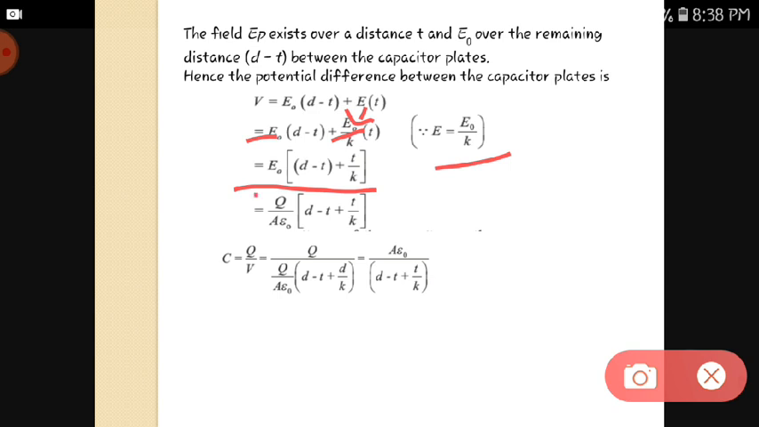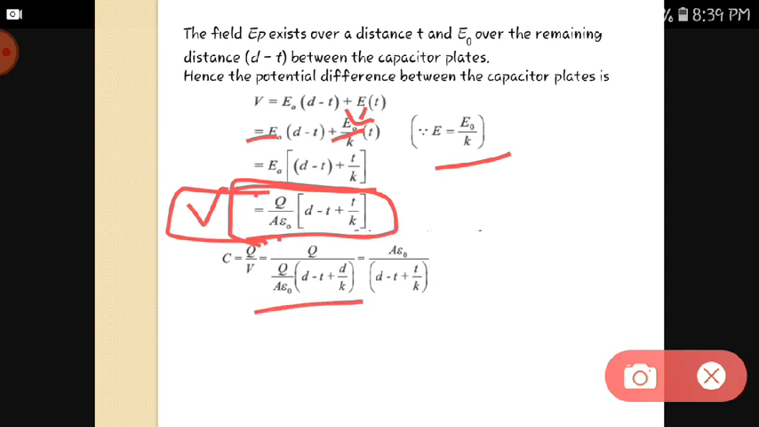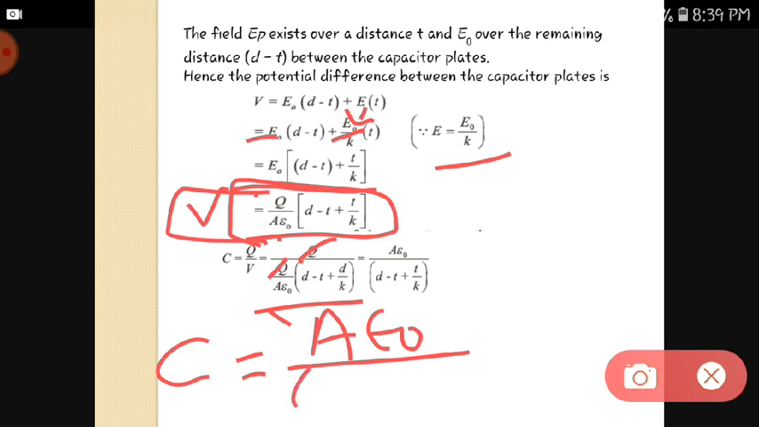Okay, so E0 is nothing but Q divided by A epsilon 0 and the remaining term. Now, what is the value for C? C is nothing but Q by V. Am I right? Now, what is Q? Q I am writing as it is. And what is V? V we have derived the formula for V. By substituting that, Q will get cancelled out, and you are getting the value for C as A epsilon 0 divided by D minus T plus T divided by K.